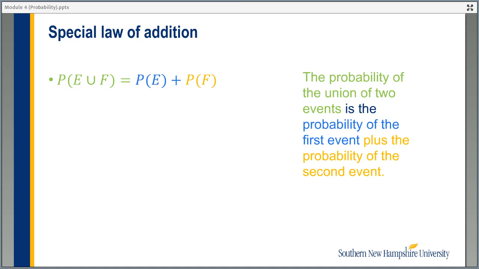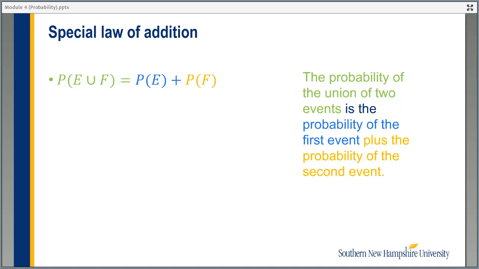With the general law of addition, we needed to subtract the probability of the intersection because otherwise we would be counting it with both the first event and the second, and we didn't want to double count it. But now, since the intersection is the empty set, we know we won't have this problem.